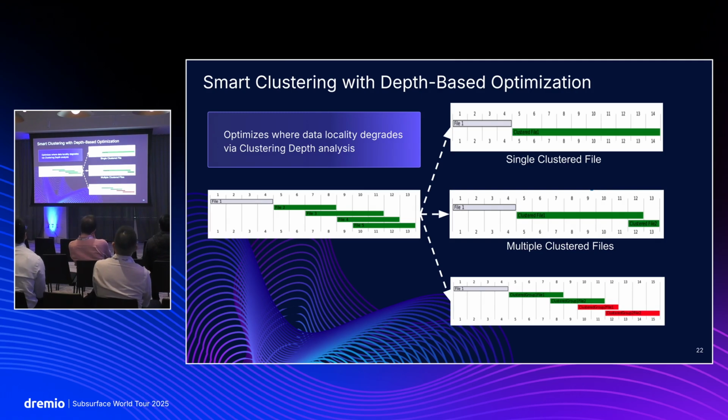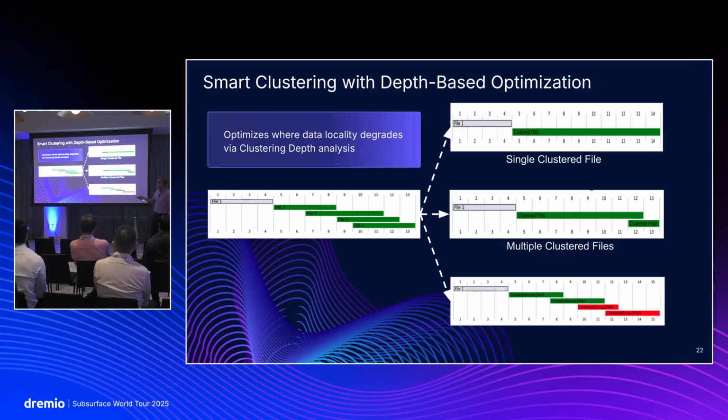Okay, so clustering uses z-ordering. With z-ordering, you are co-locating related data. It can use more than one column. It takes multiple dimensions and maps them to a single value, and that value is then used to order your data such that the related data is co-located next to each other.